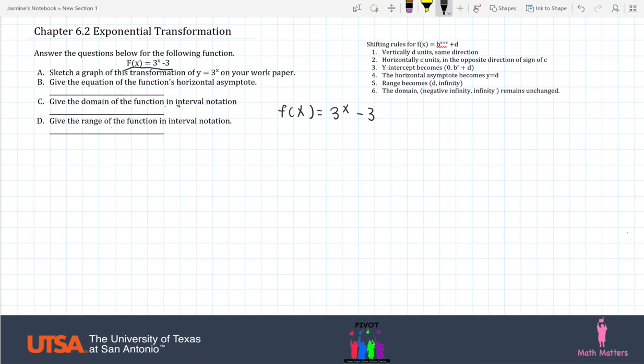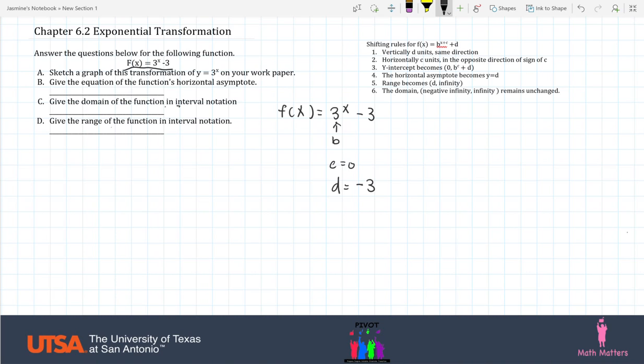So in this case, the 3 is our b. And then our c is going to be 0 because x isn't adding or subtracting any number. And then we have the d, which is going to be minus 3. All right, so looking at the rules, the d tells us if we're moving vertically up or down. If it's positive, we're going to go up. If it's negative, we're going to go down.